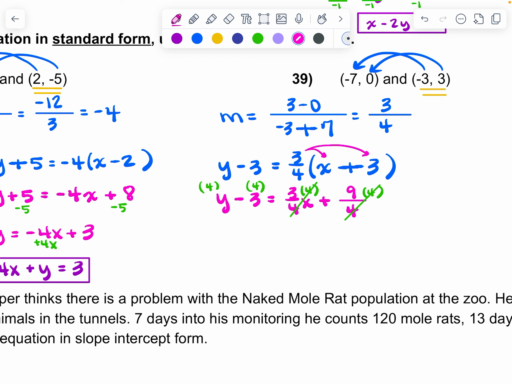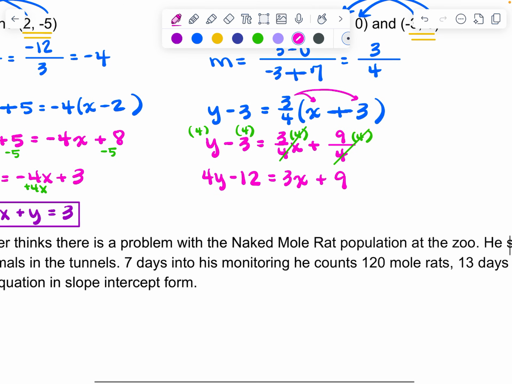So these 4s are going to cancel. Okay, so let's see, what are we left with? When we multiply everything by 4 over here, that's going to give us 4y minus 12. And then we're left with just the 3 up top with the x. Don't forget about the 3 and the x that are left. And then over here, we're left with plus 9. Oh, that looks so much better.